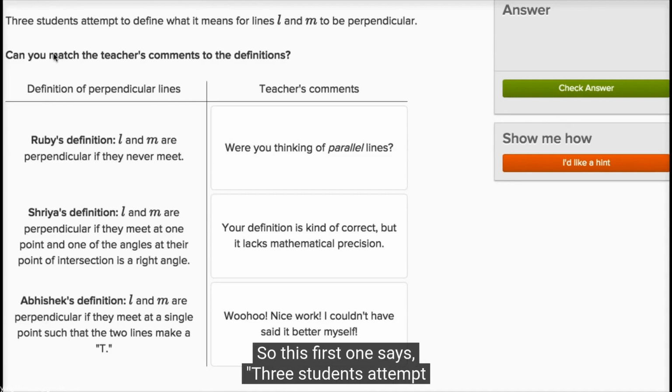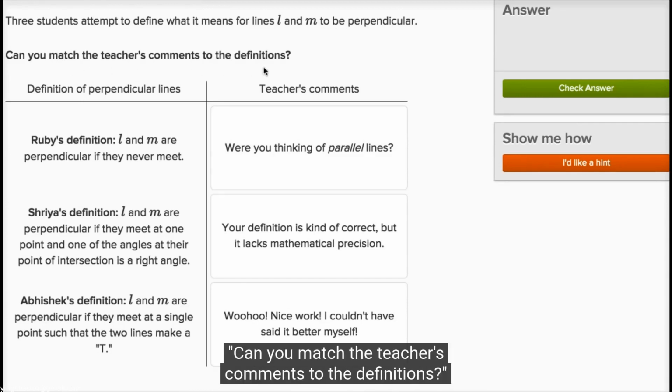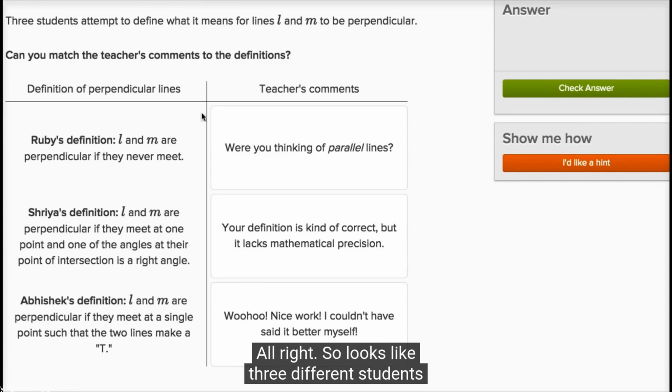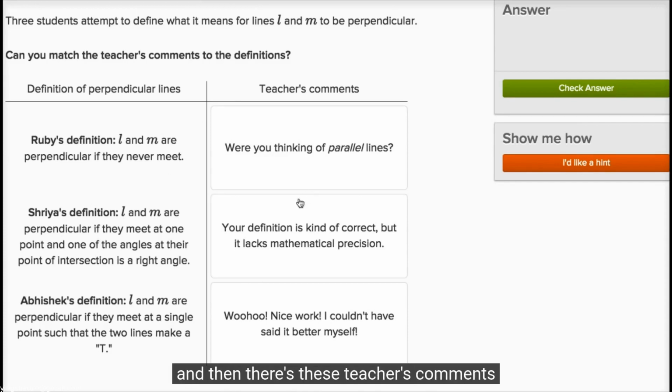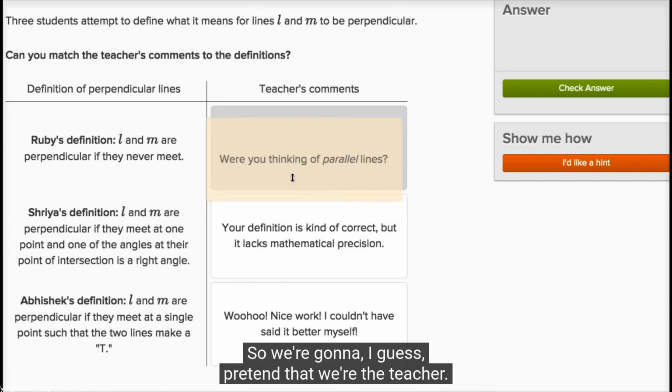So this first one says, 3 students attempt to define what it means for lines L and M to be perpendicular. Can you match the teacher's comments to the definitions? All right, so it looks like 3 different students attempt definitions of what it means to be perpendicular, and then there's these teacher's comments that we can move around. So we're going to pretend that we're the teacher.